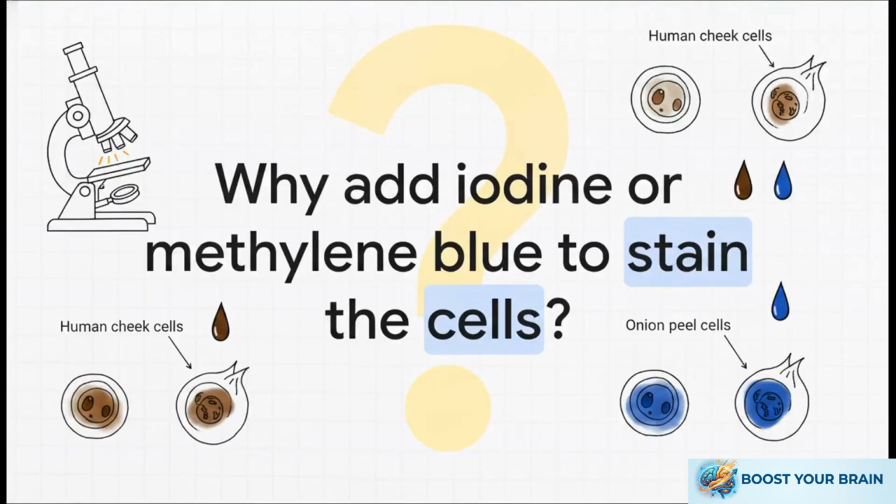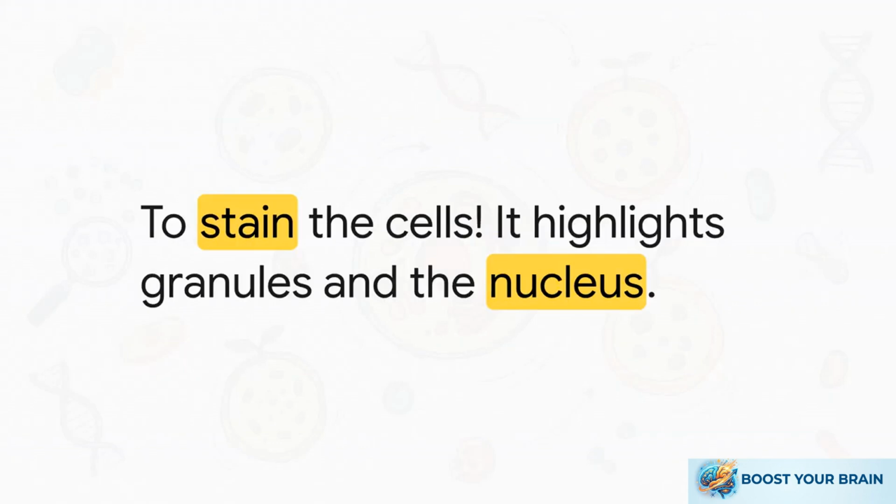Let's try one more, a practical viva voce question. Imagine you're doing a lab experiment observing human cheek cells or onion peels under a microscope. Why must we add a drop of iodine or methylene blue? Think about how we actually make these invisible microscopic cities visible to the human eye. The answer is to stain the cells.